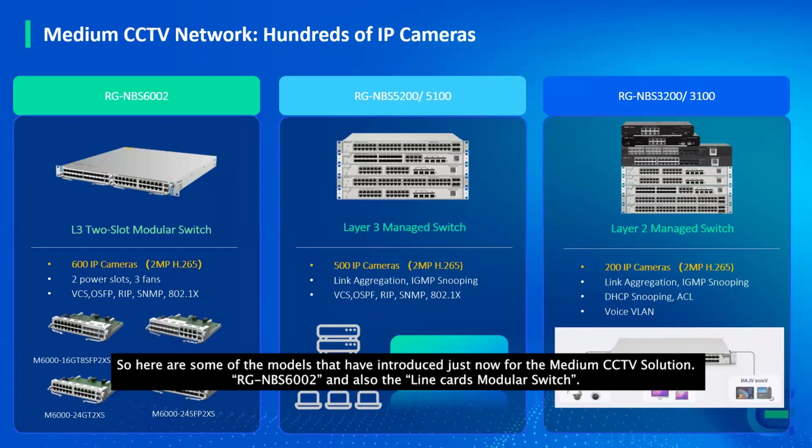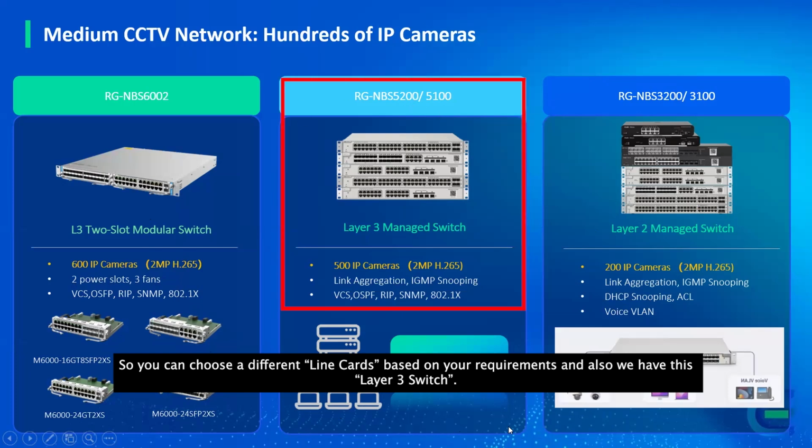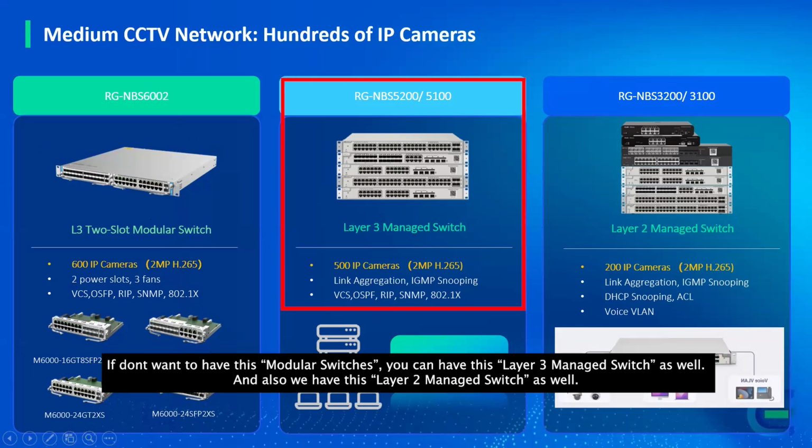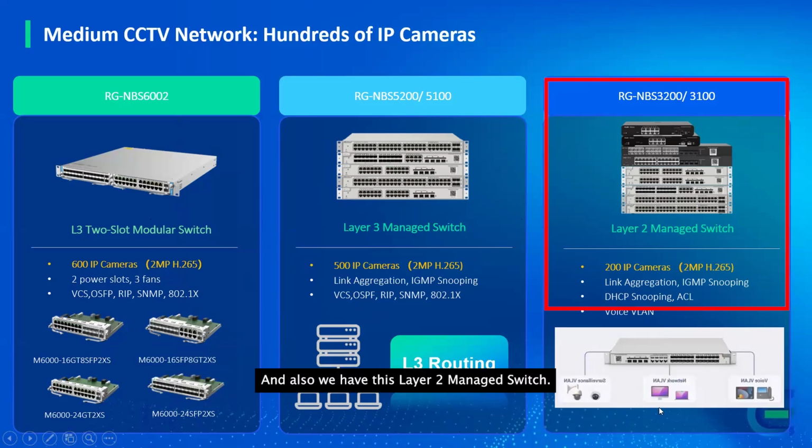Here are some of the models that I introduced just now for the medium CCTV solutions. The MBS 6000 is also a line card modular switch, so you can choose different line cards based on your requirements. And we also have this layer 3 switch. If you don't want the modular type, you can have these layer 3 switches as well. And also we have this L2 managed switch.